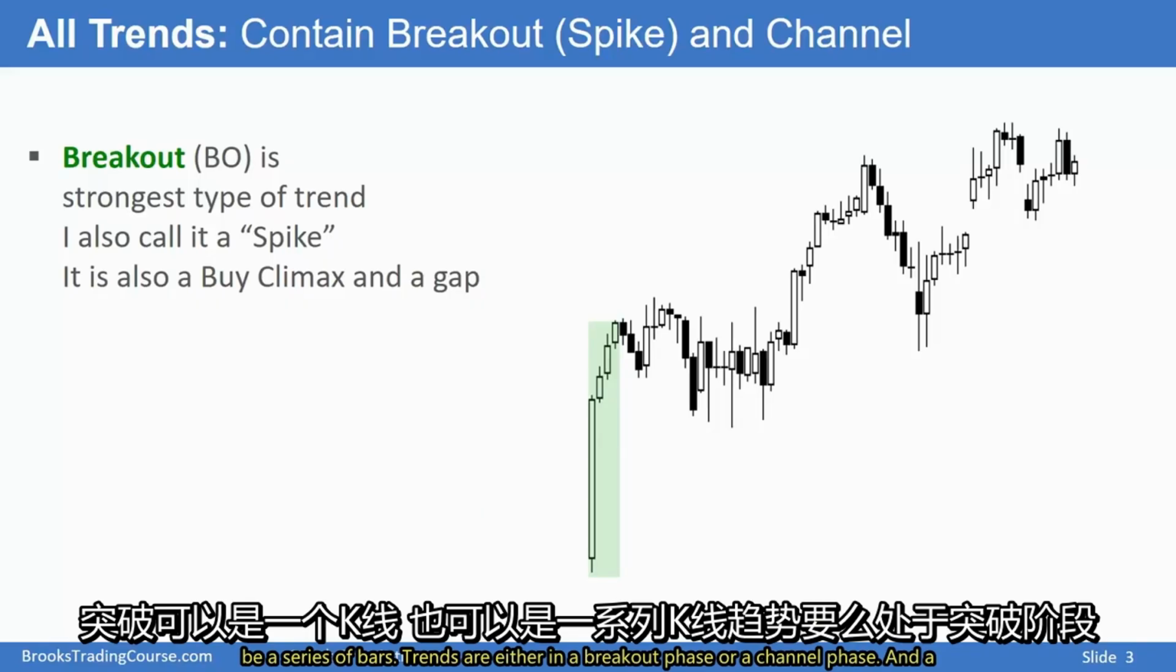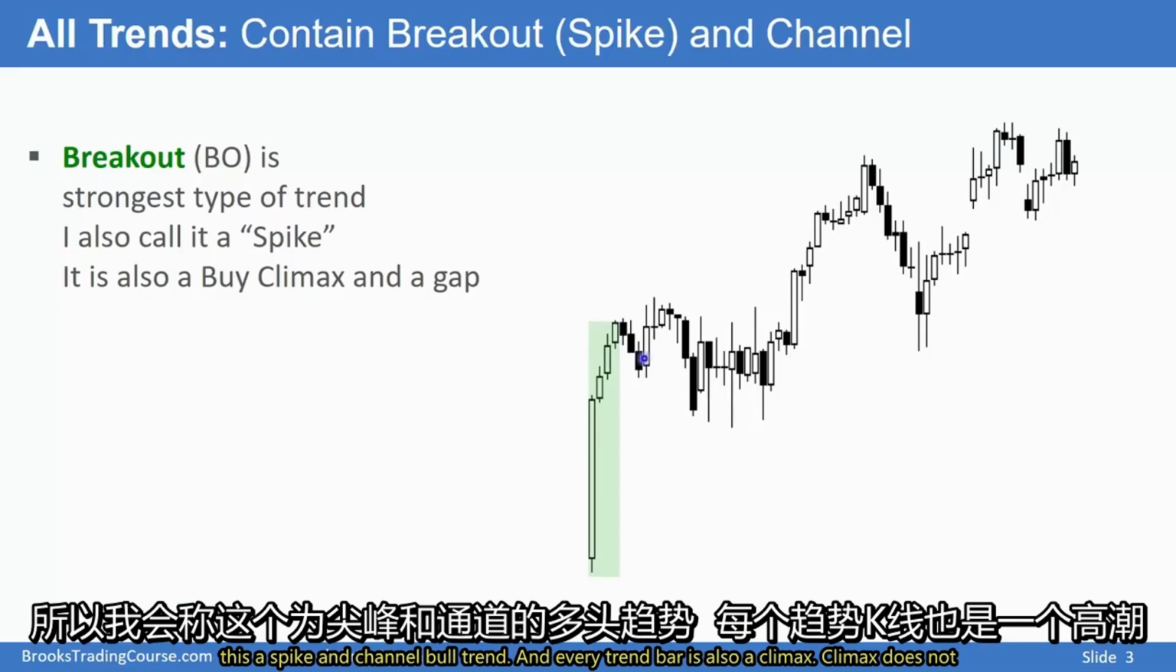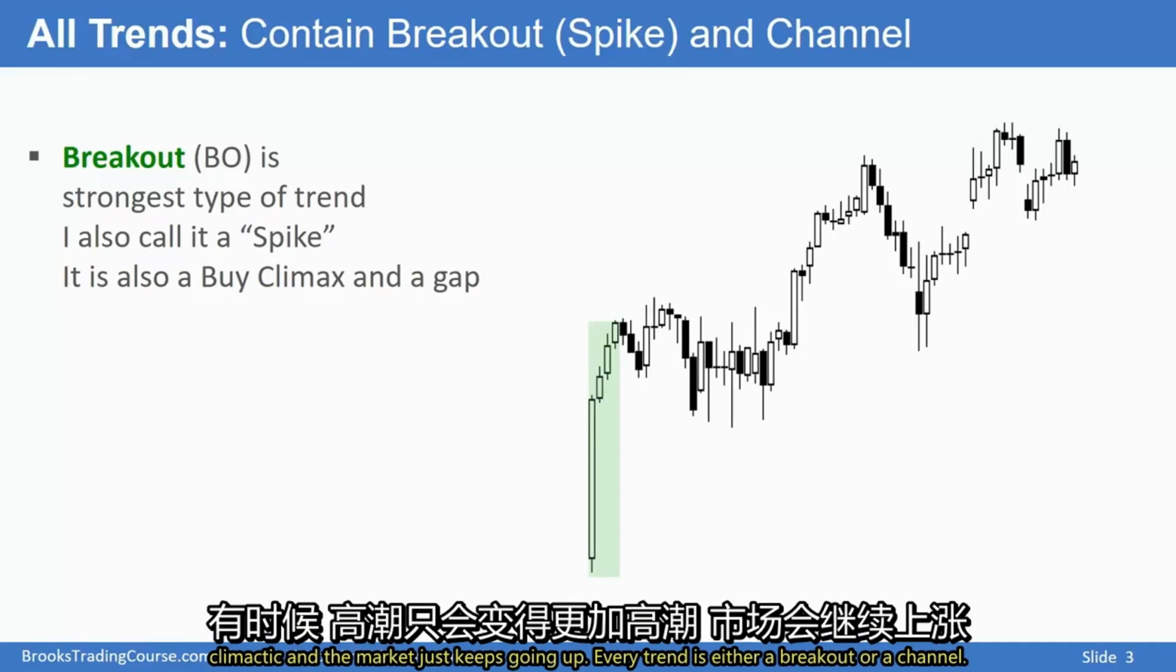Trends are either in a breakout phase or a channel phase. And a breakout is the strongest type of a trend. I sometimes call it a spike, so I would call this a spike and channel bull trend. And every trend bar is also a climax. Climax does not mean the trend reverses or the trend even pauses. Sometimes a climax just gets more climactic and the market just keeps going up.